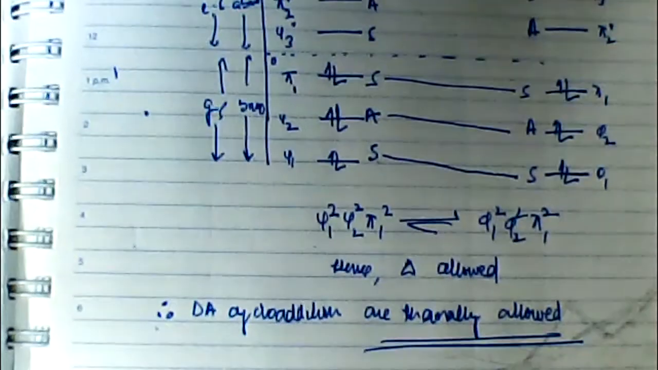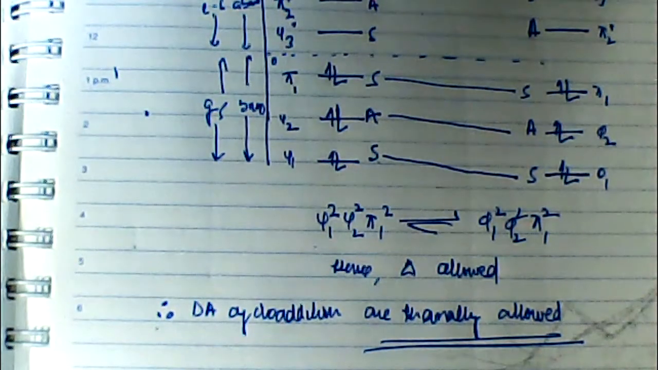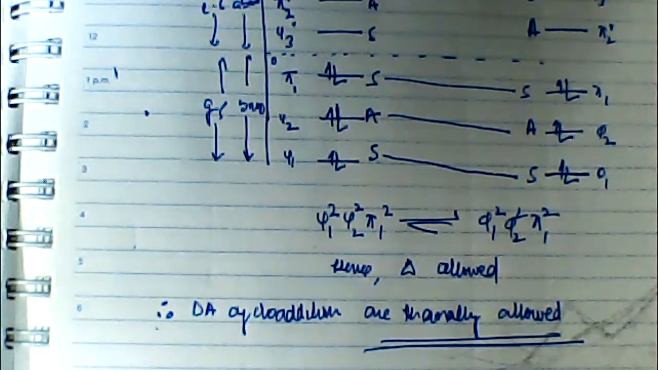If you compare with the previous example that we have done, in the previous example we said that ethene dimerization was photochemically allowed, it was thermally forbidden, whereas in the case of the Diels-Alder cycloaddition reaction we are saying it is thermally allowed. And since a reaction which is thermally allowed is far more common in occurrence as compared to a photochemical reaction, you find this reaction as a very common reaction in cycloadditions.